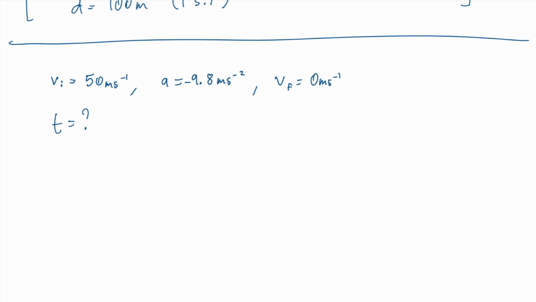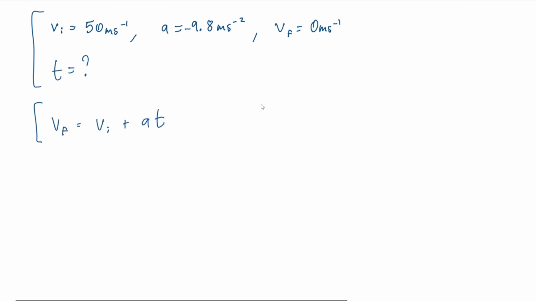VI, VF, A, and T. I think I found one. So it's the final velocity is the initial velocity plus acceleration times time. So substituting in the known values, final being 0, initial being 50 up, so positive, acceleration being 9.8 down, so negative, t.